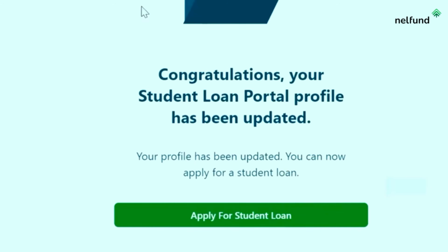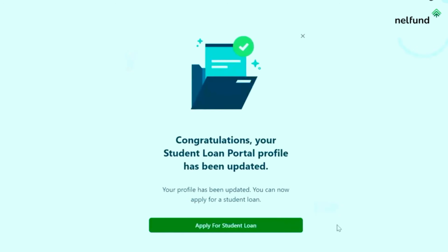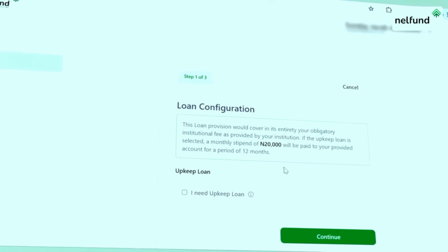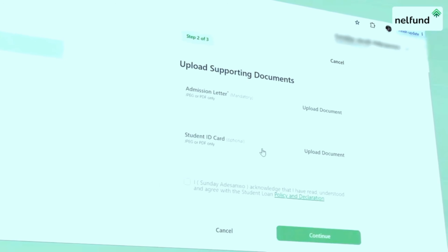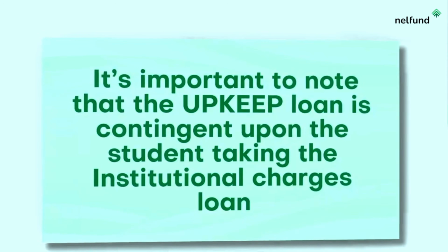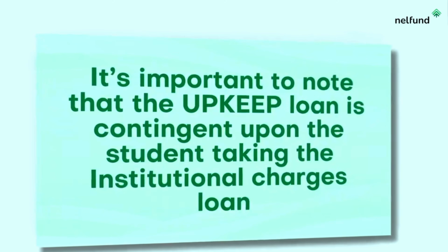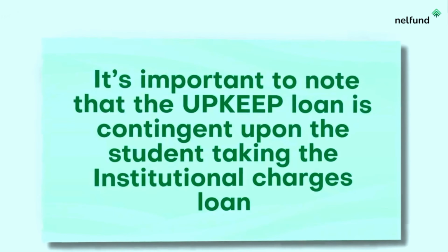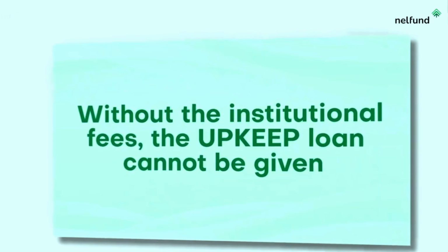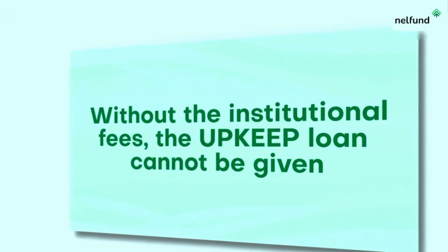Now you're ready to apply for a loan. Click to apply for student loan and choose whether you want an upkeep loan or just the institutional charges. It's important to note that the upkeep loan is contingent upon the student taking the institutional charges loan. Without the institutional fees, the upkeep loan cannot be given.